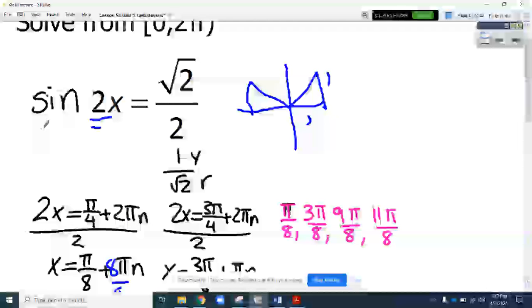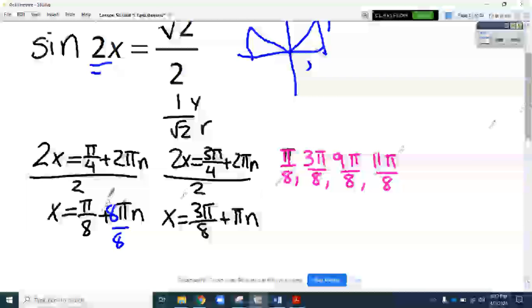Remember, sine and cosine as well as secant and cosecant use 2 pi, whereas tangent and cotangent use pi. That is what 2x equals. I have to divide through. So what do I get? I get pi/8 plus pi n. Remember, you have to divide all the way through by 2. And then I get 3 pi/8 plus pi n.